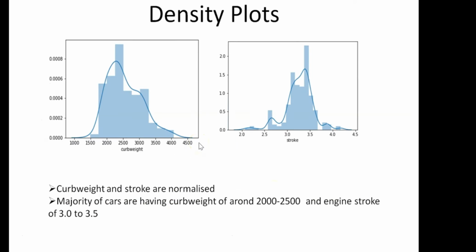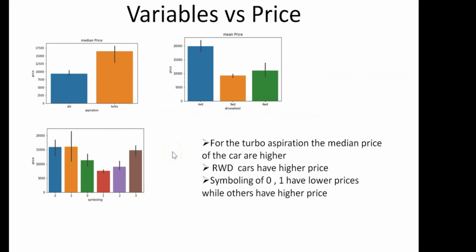Let's see the next slide. In the next slide, you can plot the individual variables. So here I am plotting density plots like car weight and stroke. The majority of cars have a car weight of around 2000 to 2500 and engine stroke of 3.0 to 3.5. Note that whatever I am showing is just a sample. So here you can plot the density plots, or you can plot the business decision or business outcome which you see in this. So here I have a variable versus price. There are a few key variables that we have plotted, like price versus aspiration, price versus drive wheel, price versus symboling. Mention here the key insight that you have found out.